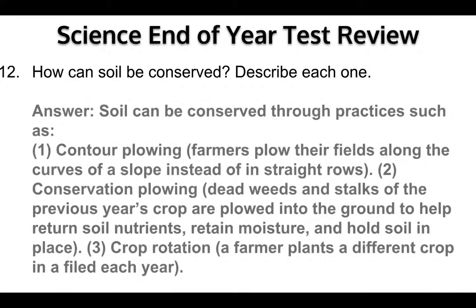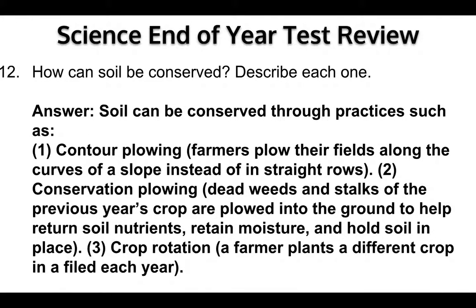How can soil be conserved? Okay, these are the different practices that we learned from the Dust Bowl: contour plowing, conservation plowing, crop rotation. Contour plowing is when farmers plow their fields along the curves of a slope instead of straight rows. Conservation plowing is when dead weeds and stalks of the previous year's crops are plowed into the ground to help return soil nutrients, retain moisture, and hold soil in place. And crop rotation: a farmer plants a different crop in a field each year. Pay attention to what's going to be planted this year. It'll be different from what you saw last year around the middle school.